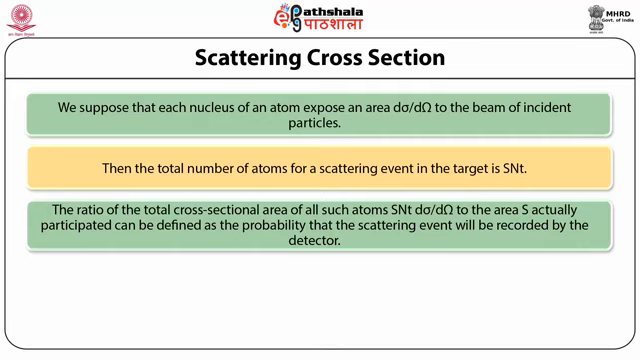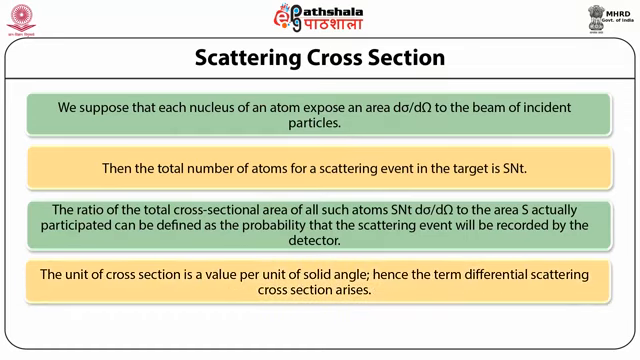In the above expression is due to the fact that increasing the solid angle d omega twofold would double the number of counts dQ. By dividing dQ with d omega, this geometrical contribution to the number of counts dQ is eliminated. The unit of cross section is a value per unit of solid angle. Hence, the term differential scattering cross section arises.